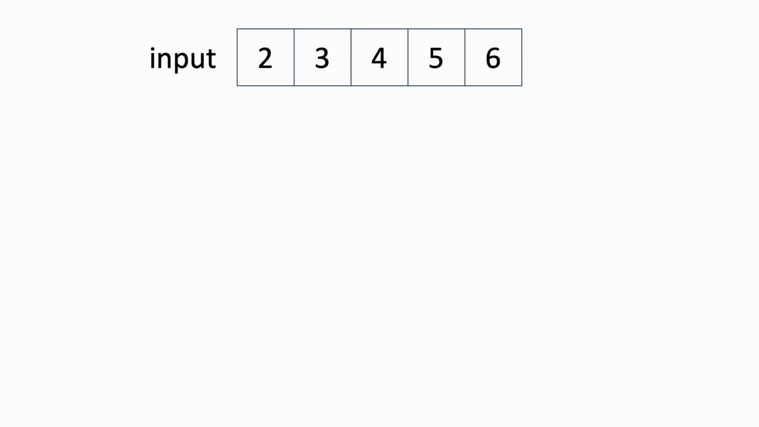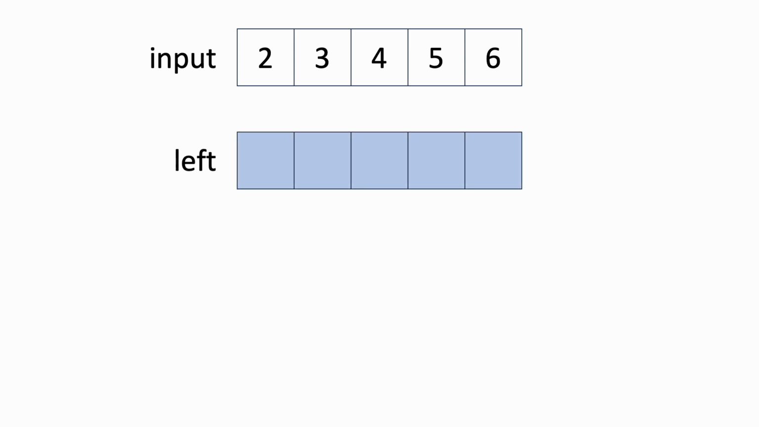Here's what I mean. So again, assume the input array is 2, 3, 4, 5, 6. Let's create an array called left, which will hold the products of all the numbers to the left of any given element. Since there is nothing to the left of the first element, we can start with the second one. The only number to the left of this element is 2, so we'll start by just putting a 2 here. For the next element, the two numbers to the left of it are 3 and 2, but instead of going back to the input array, we're going to multiply 3 with this number here that we just calculated, and you'll see why in a second.